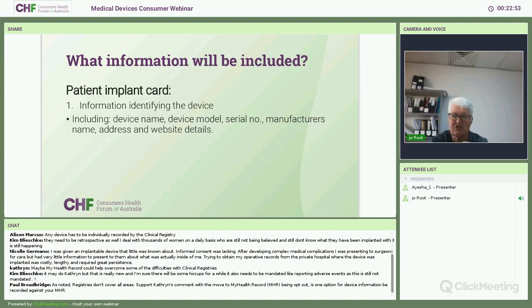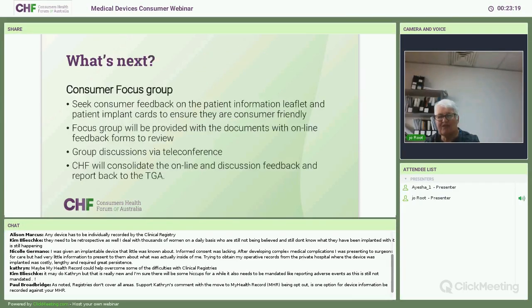So it's not just that you're going to have urogynecological mesh implanted. It's that you're going to have this particular type of mesh. This is the batch number. This is the serial number. This is what's actually being put in you. And I think this is a significant step forward, so that people could actually have something which tells them all of that information.